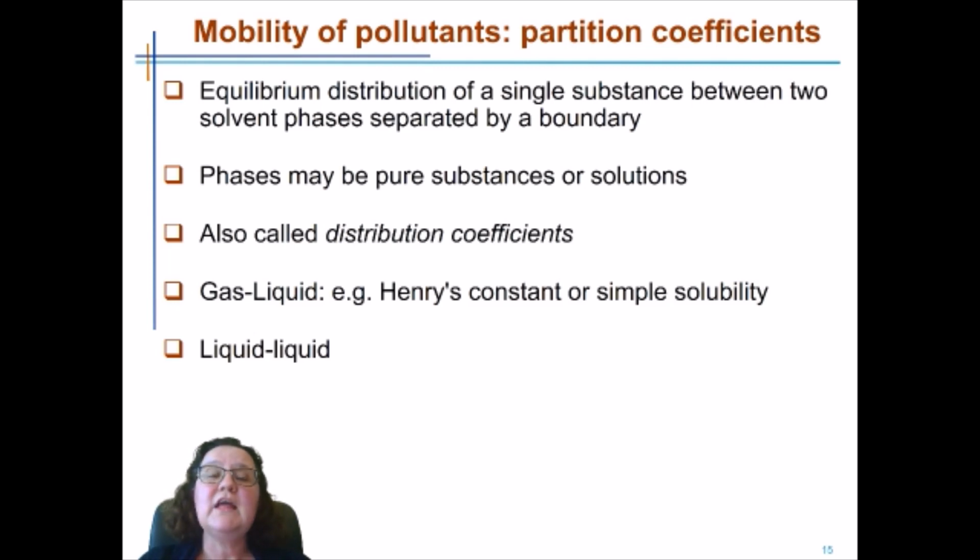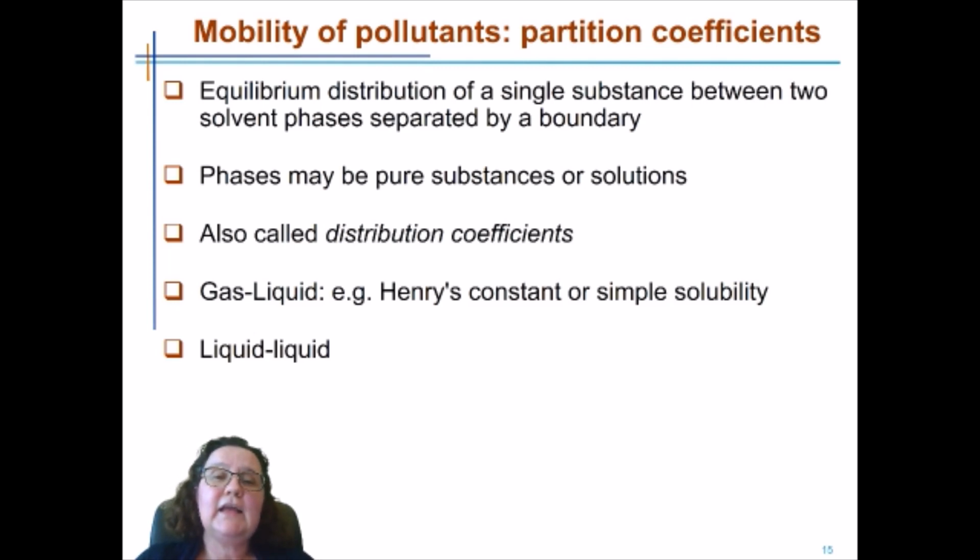Partition coefficients are equilibrium distributions. They monitor how a single substance, the chemical you're interested in, partitions between two solvents. The solvents can be liquids or gases, and we call them solvent phases. They can be a pure substance, or they can be a mixture. For example, air would be a mixture of gases.